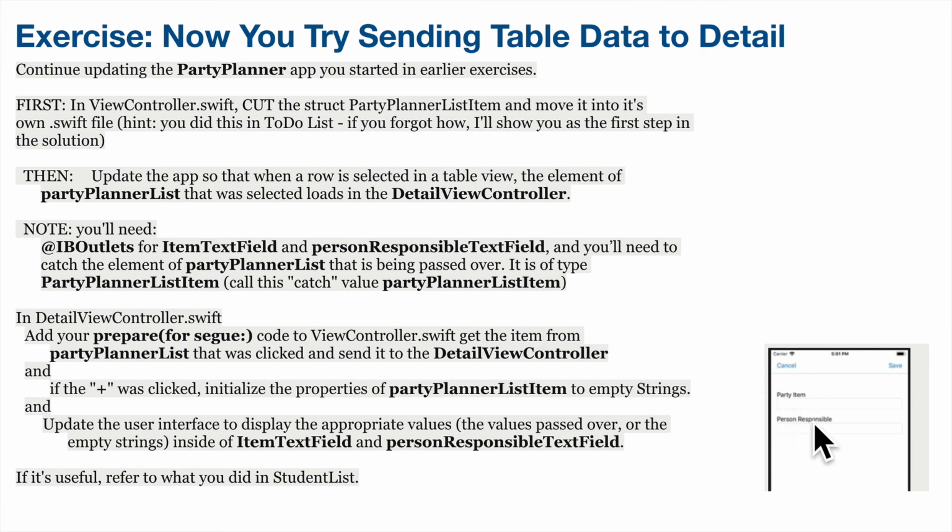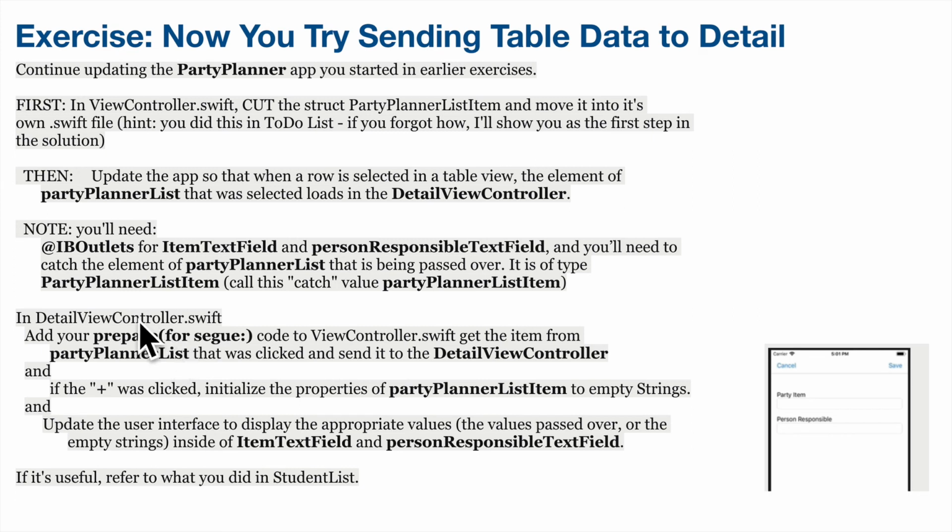Well, you're going to need to create 2 IB outlets for your item text field. That's the first one in here, and your person responsible text field in here as well. Now we also want to create a variable that's going to catch the element of your party planner list. That's what you clicked on in the table view here. Remember, that's going to be of type party planner list item. And so why don't we call that party planner list item lower camel case in this view controller, your detail view controller. That's your catch item. It's similar to the string that you used in your student list, but this is going to be this data structure here.